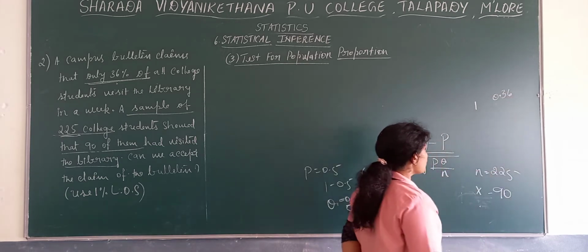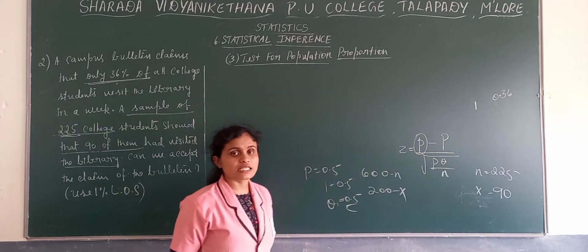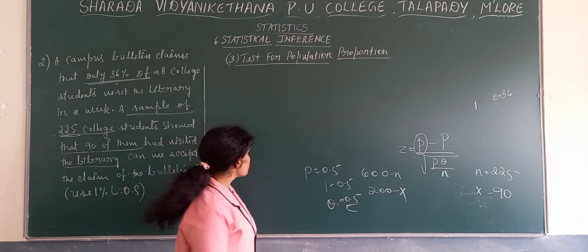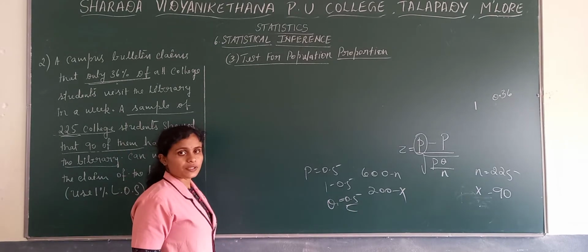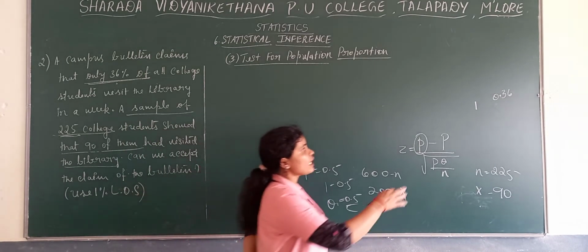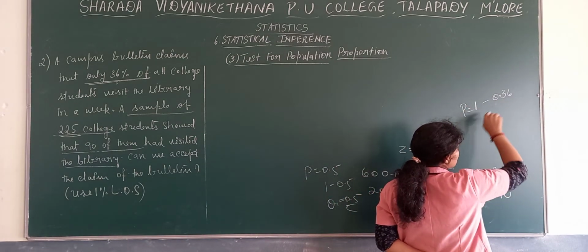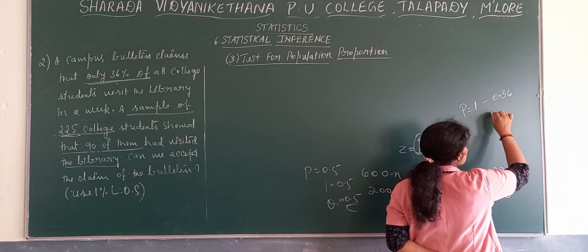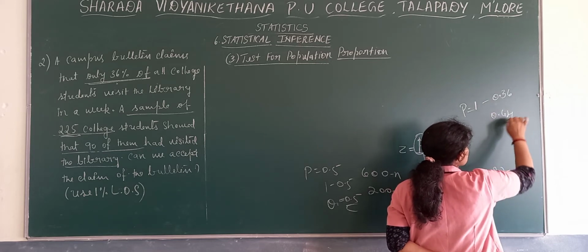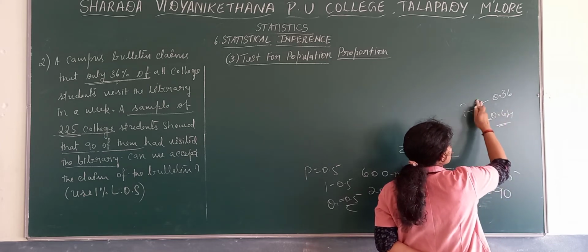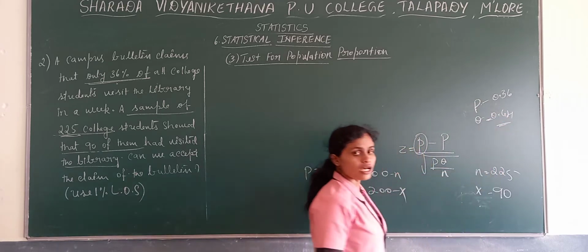0.36. So out of 1, 0.36 proportion of the students visited the library. And how much remains? 1 minus 0.36, so there we get 0.64. That is the value of q. This is p and this is q.